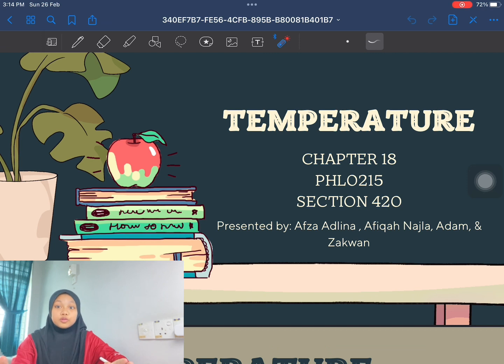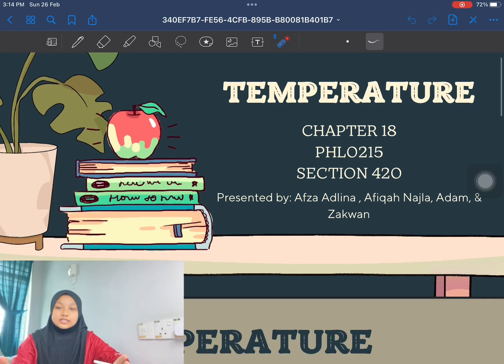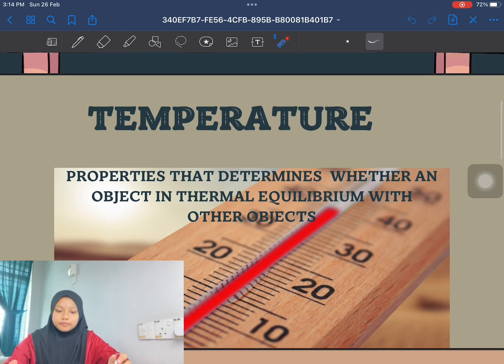We are from group 420 and we wanted to present about chapter 18 and chapter 20. First, we need to focus on chapter 18, which covers the temperature. What is actually a temperature? Temperature is a property that determines whether an object is in thermal equilibrium with another object.